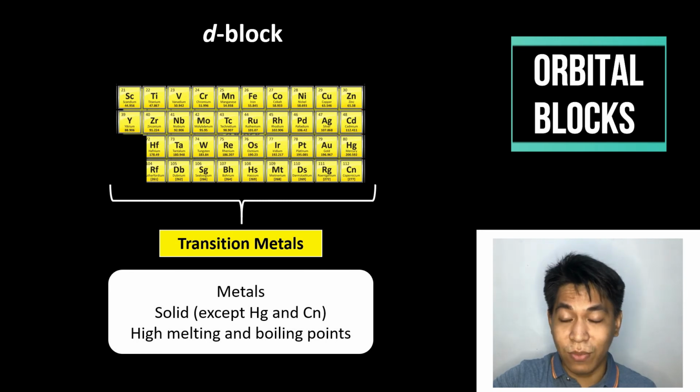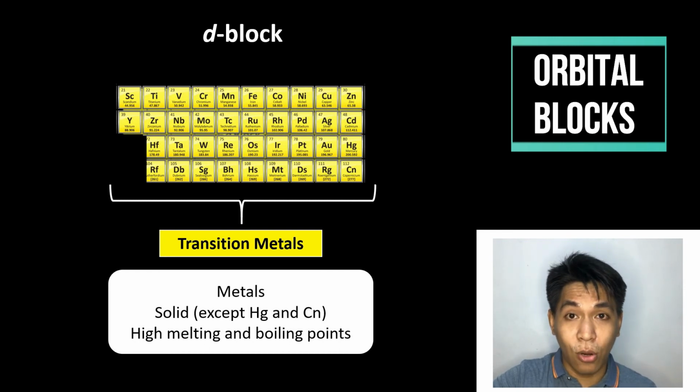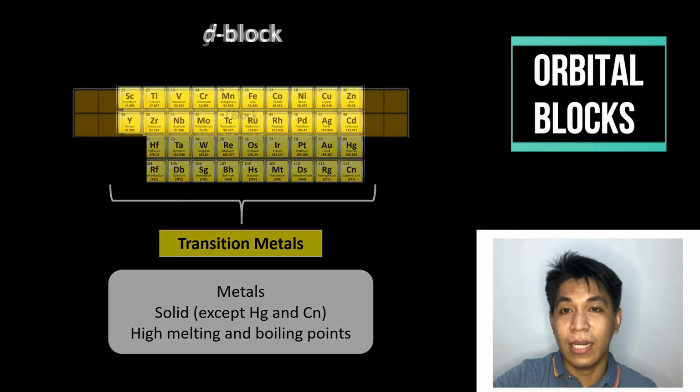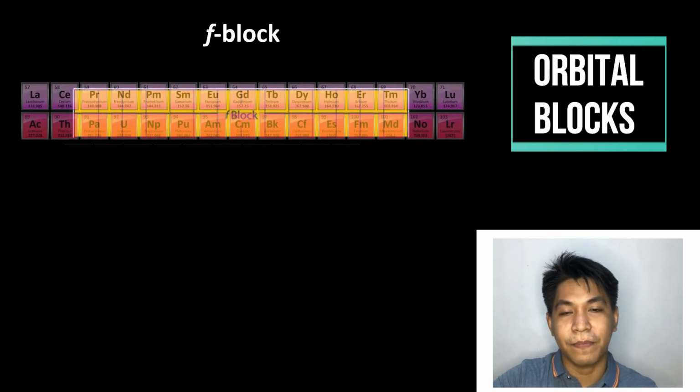They are solid at room temperature except for mercury and copernicium. And these elements have high melting and boiling points, meaning to say, if you want to boil or melt them, you need a tremendous amount of heat energy. Now, let's move on to the last block. These elements have the f orbital as the last orbital in their electron configurations. And this block is composed of the following elements.